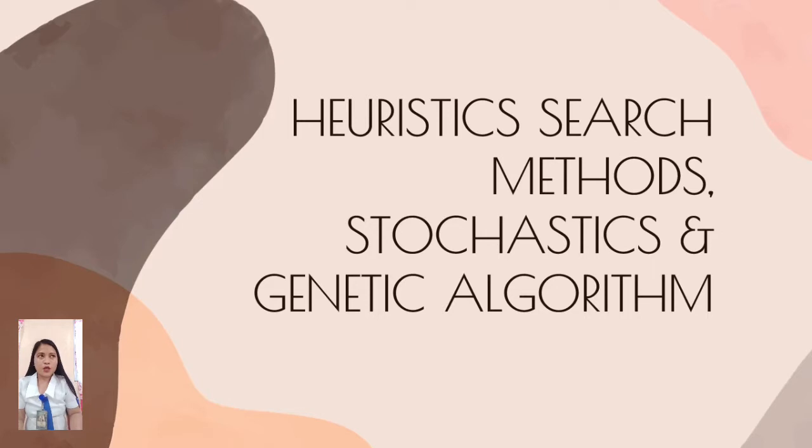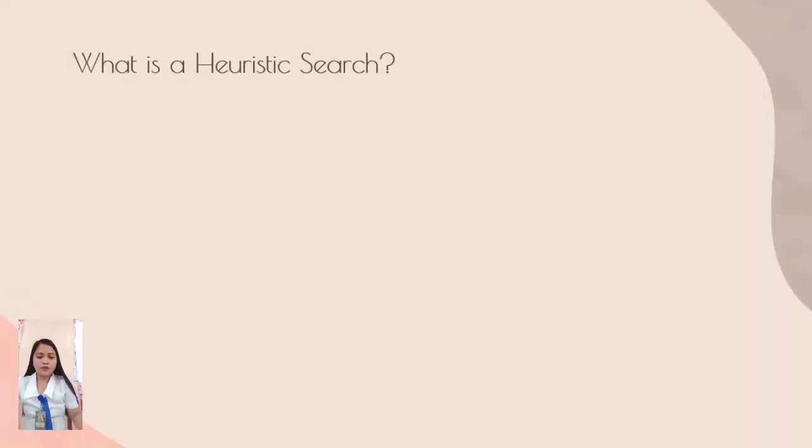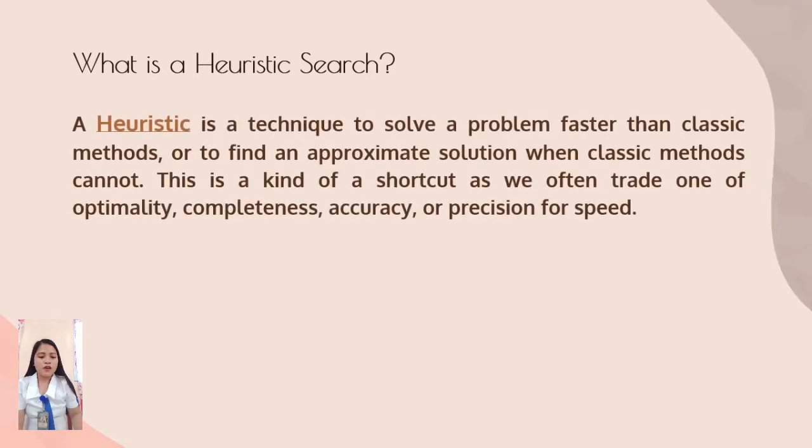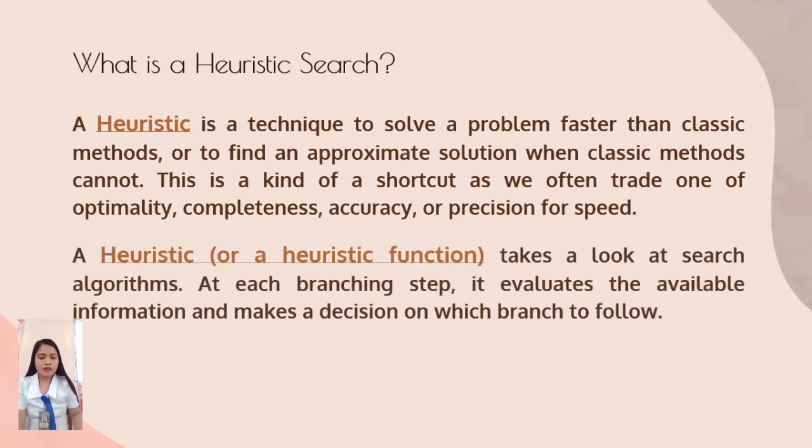I am going to tackle heuristic search methods. What is a heuristic search? A heuristic is a technique to solve a problem faster than classic methods, or to find an approximate solution when classic methods cannot. This is a kind of shortcut, as we often trade one of optimality, completeness, accuracy, or precision for speed. A heuristic or a heuristic function takes a look at search algorithms. At each branching step, it evaluates the available information and makes a decision on which branch to follow.